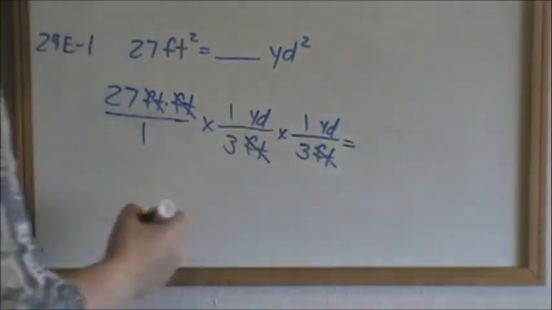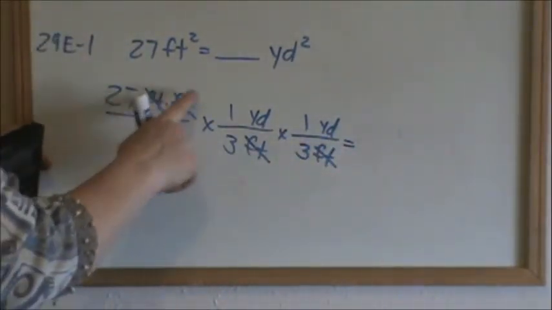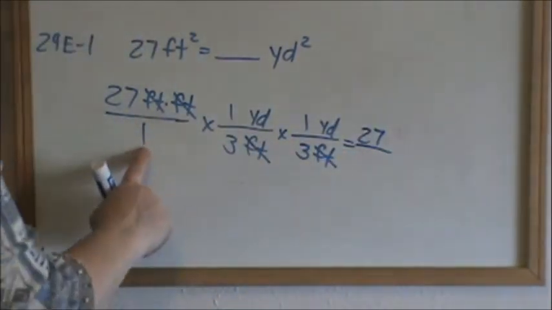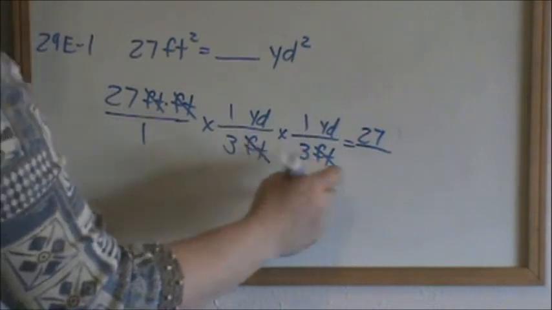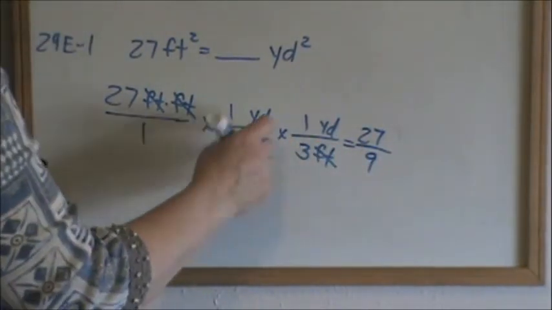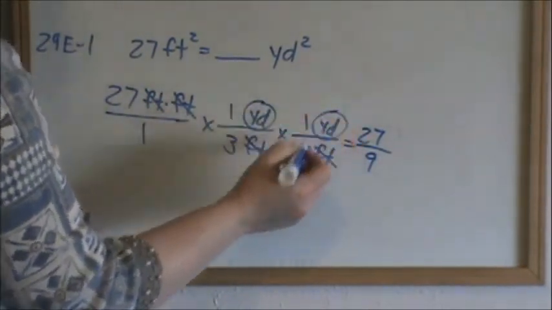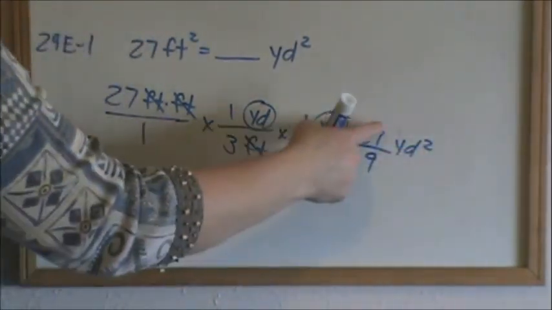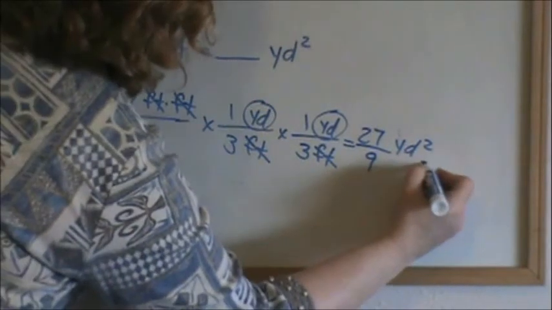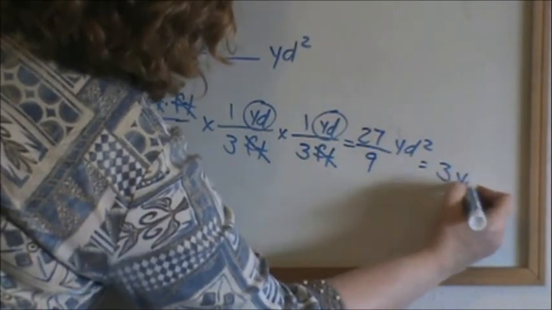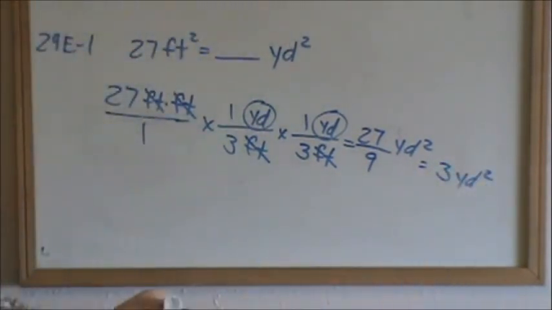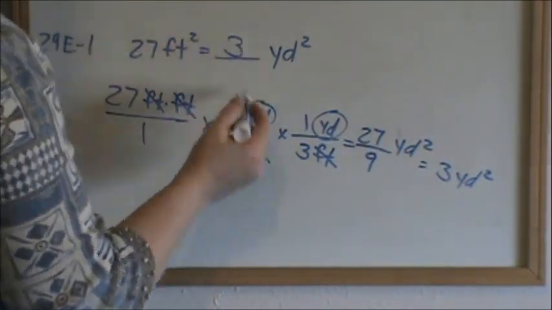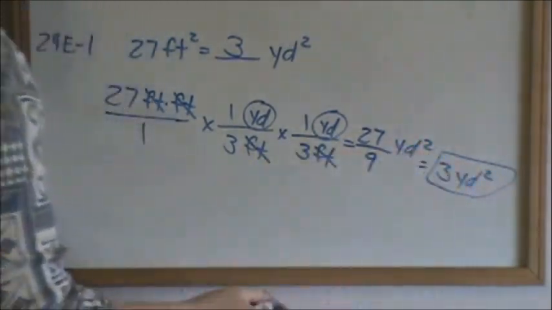Now, multiplying fractions across, 27 times 1 is 27. 1 times 3 is 3. 3 times 3 is 9. And then my units left is my yard times my yard, which means yard squared. Now we do 27 divided by 9. That would be 3 square yards. So 27 square feet is the same as 3 square yards.